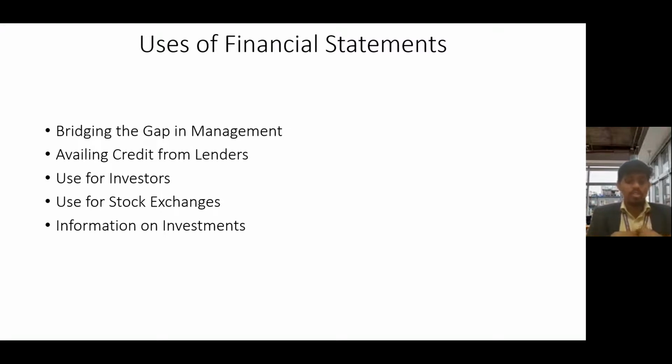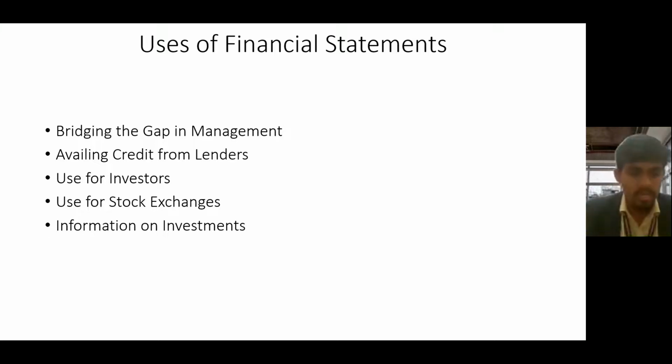Next is use for stock exchanges. Very important one. Financial statements are used by stock exchanges. How is it relevant to stock exchanges? You may see that there is a stock market boom now. Everyone is rushing to invest their savings. They are not saving in banks, they are investing in the stock exchanges, dealing in the share market.